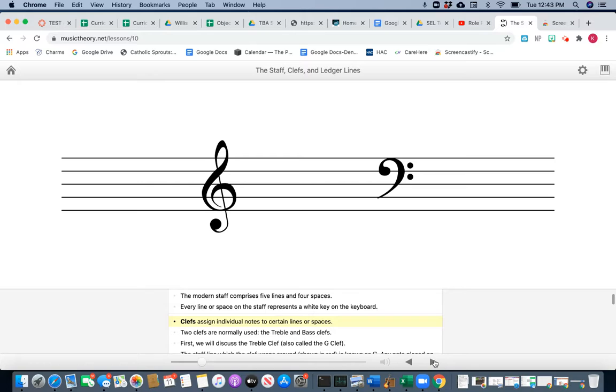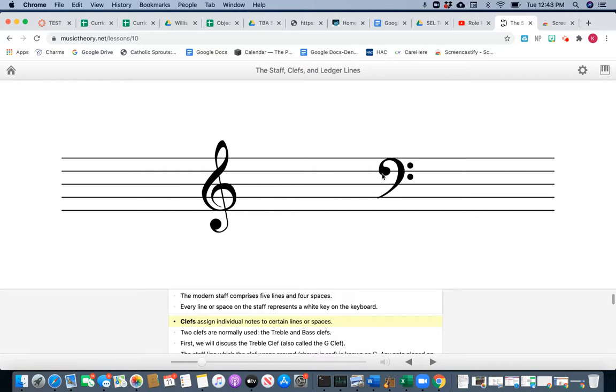We also have 2 clefs that we use. We use the treble clef, which is the one on the left. We also call this the G clef because this part circles around the G line. That's for higher instruments. So this would be flute, oboe, clarinet, trumpet, French horn.